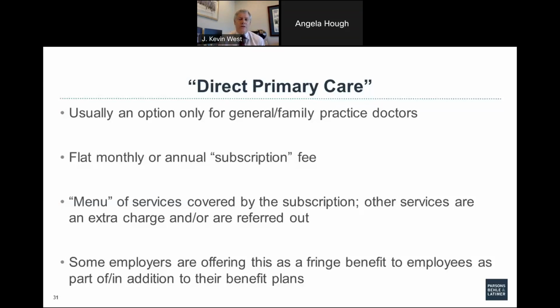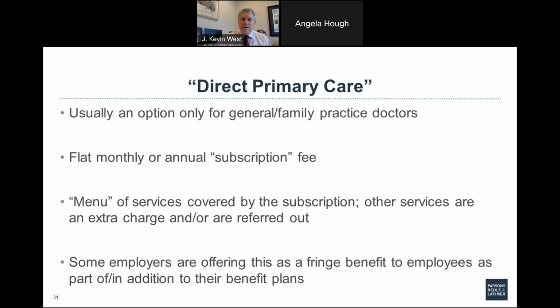I have some clients who are now going to this model, and it seems to be working for them. We've also seen that some employers are offering this as a fringe benefit to their employees, where they will pay their subscription fee to join up with one of these direct primary care practices, and they have this as a benefit in addition to their health benefit plan with the particular company.